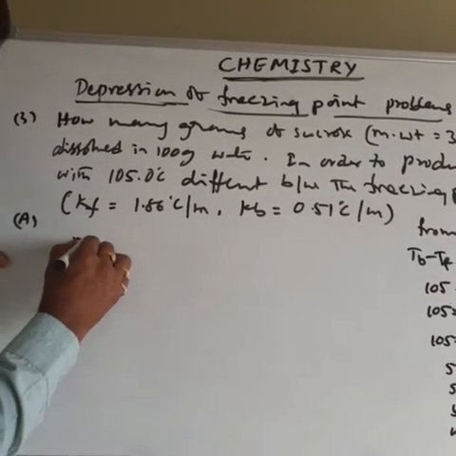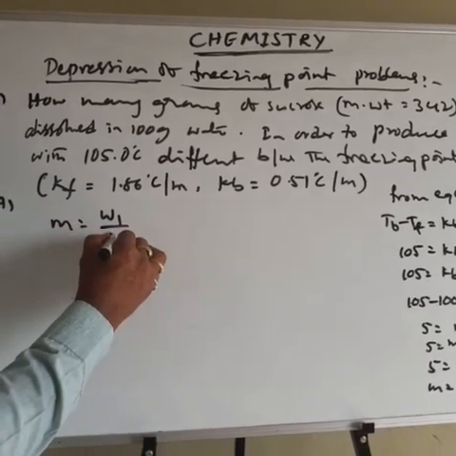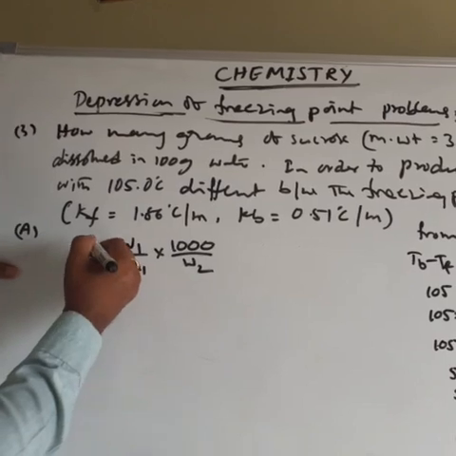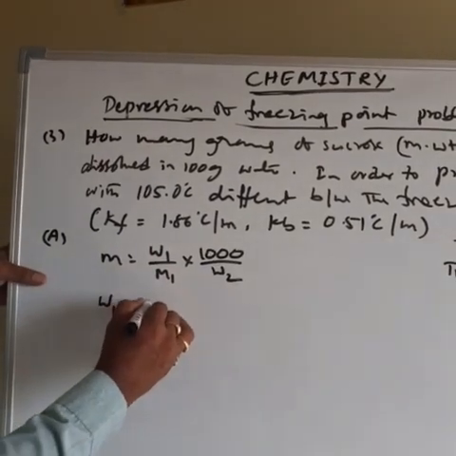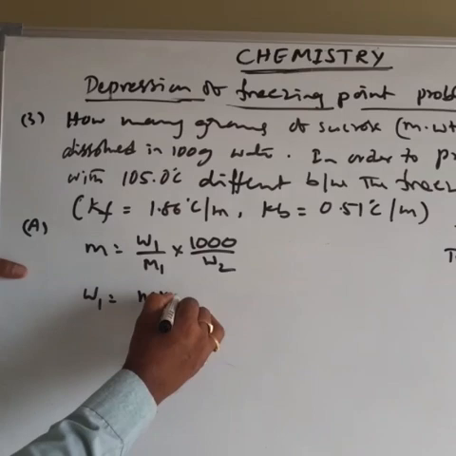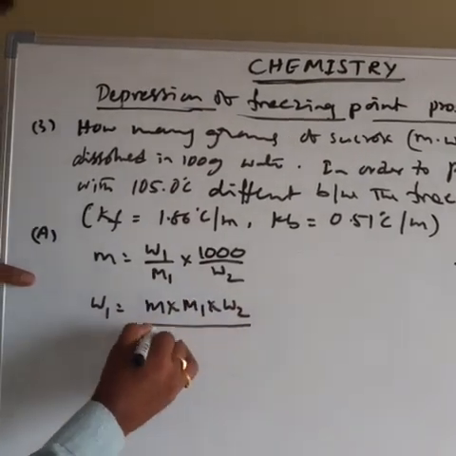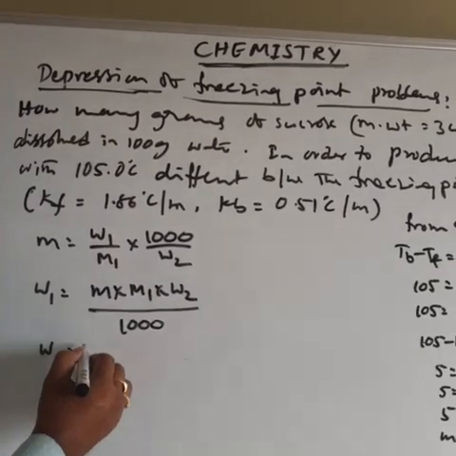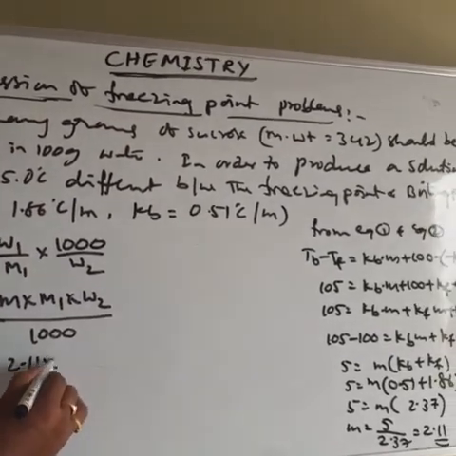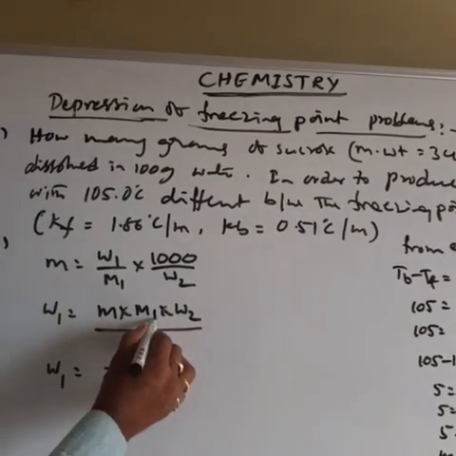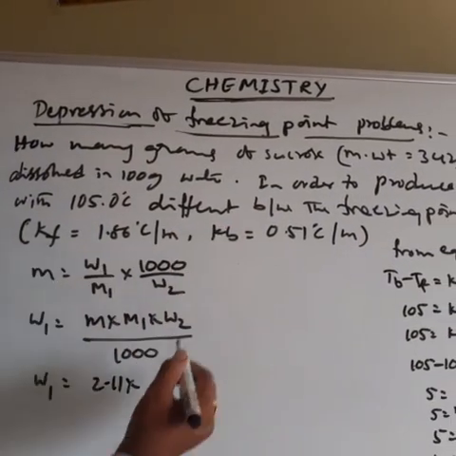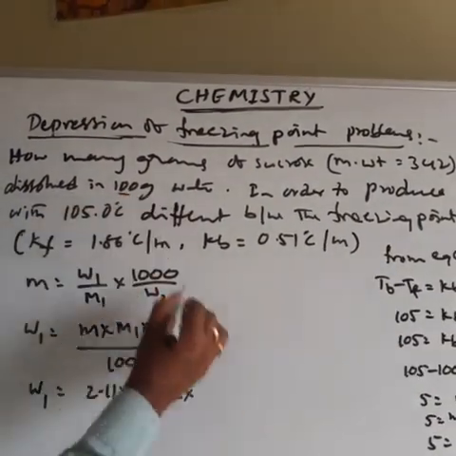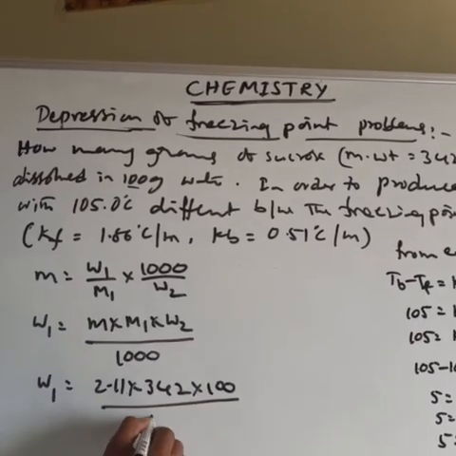The next one is molality, which is equal to weight of solute divided by molecular weight of solute, into 1000, divided by weight of solvent. Then we take the weight of solute W1. W1 is equal to molality into M1 into W2 divided by 1000. So W1 is equal to 2.11 into M1, the molecular weight of solute, 342, into weight of solvent 100, divided by 1000.